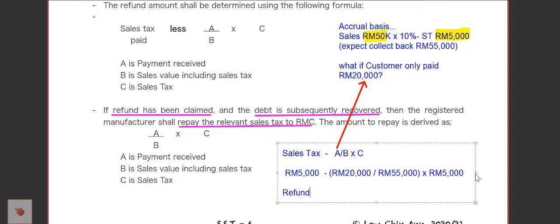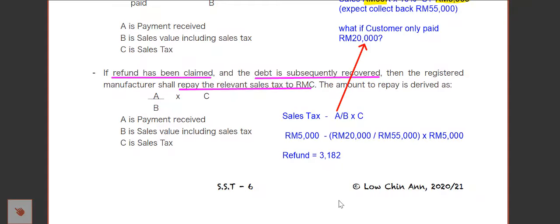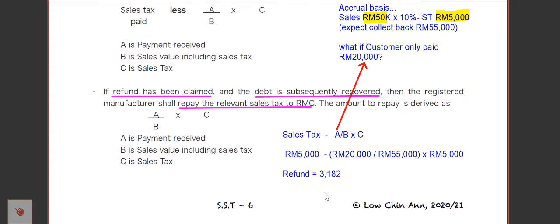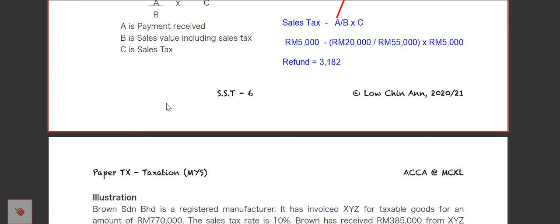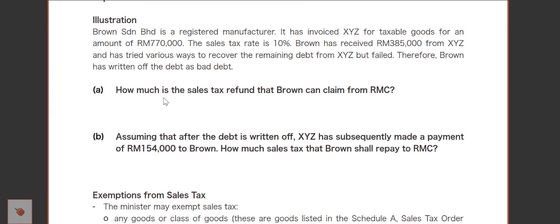So the refund is going to be, let me just calculate, 20 over 55 times 5. Now, the refund should be 3,181, or just round it, 82. Okay, now that's how we calculate the refund. Just use the formula will do. Okay, now look at the next one for an illustration. I would like you to try this on your own. So maybe you can pause this for a short while, and then after that you can check your answer.